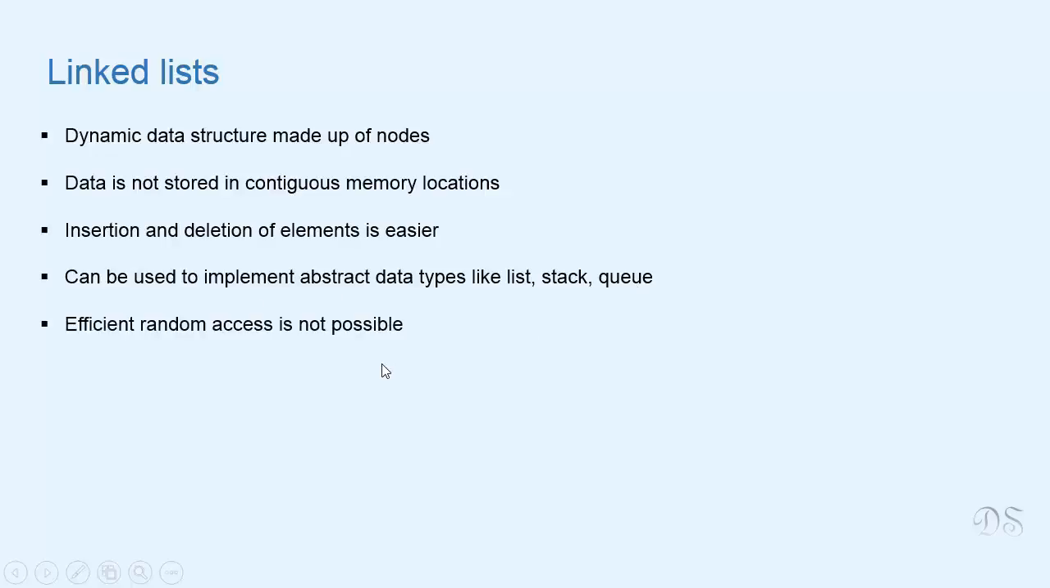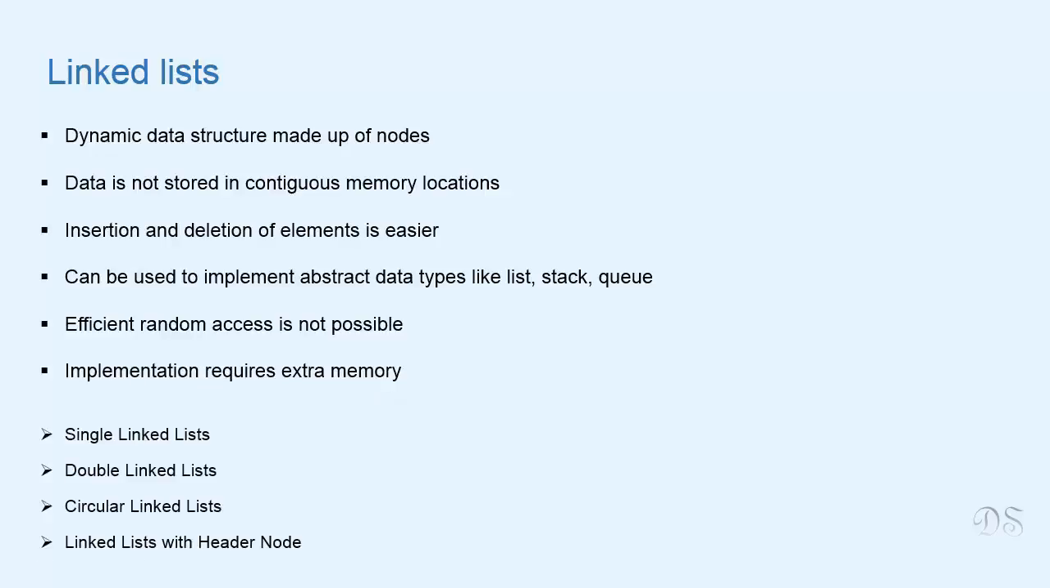Now, two disadvantages of linked lists are that efficient random access is not possible and some extra memory is required for the implementation. There are different variants of linked lists. In this course, we'll study these four variants, out of which the single linked list is the simplest one. So we'll start with single linked lists.